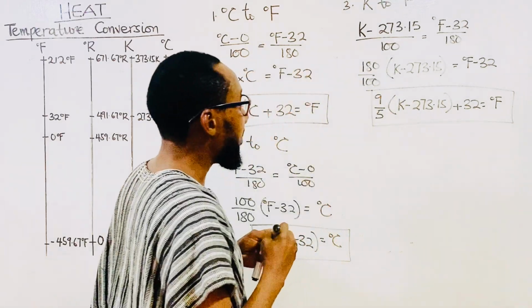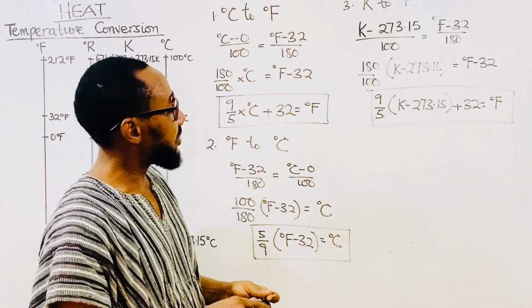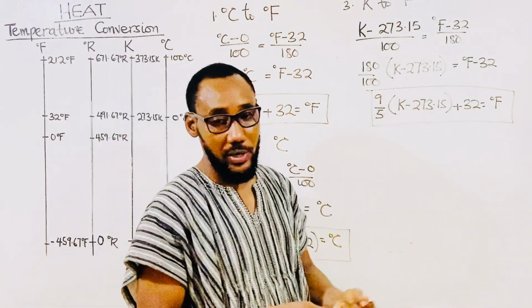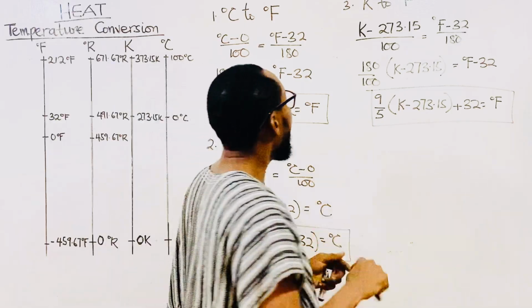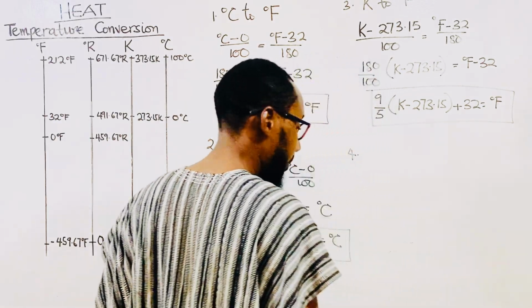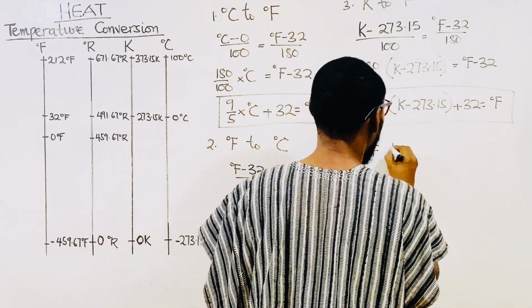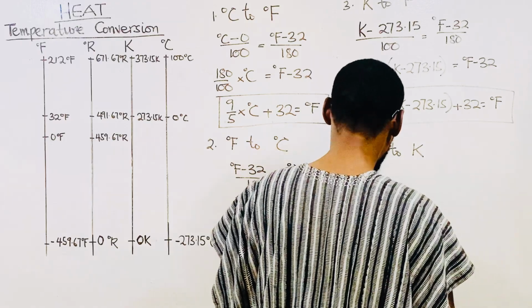So when we have a temperature in Kelvin and want to convert it into degrees Fahrenheit, simply put, then we apply the formula that we have here. And last but not the least, assuming we have a temperature in degrees Fahrenheit and want to convert it to Kelvin, how do we go about that?